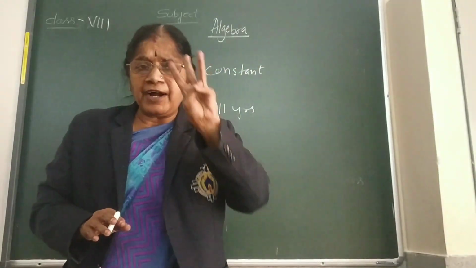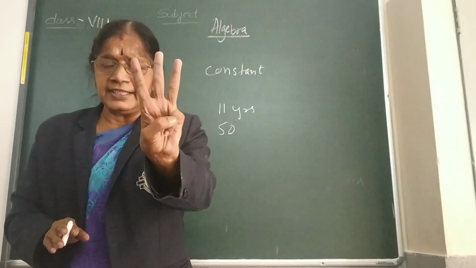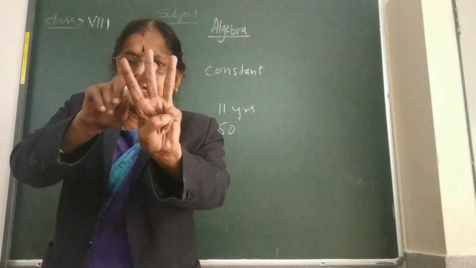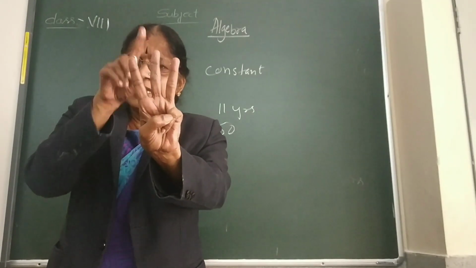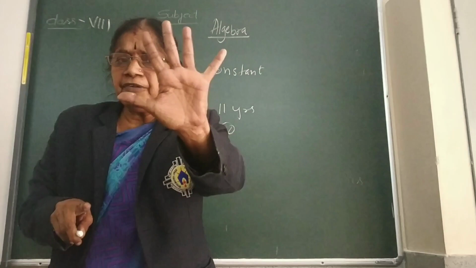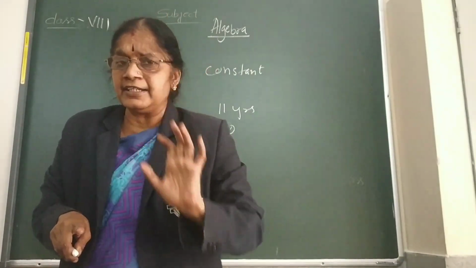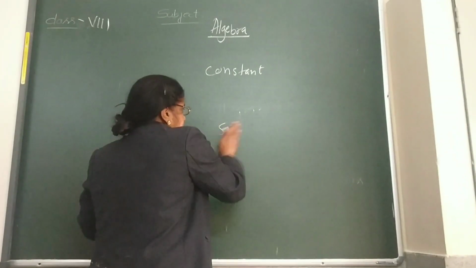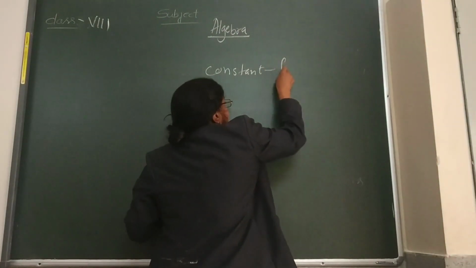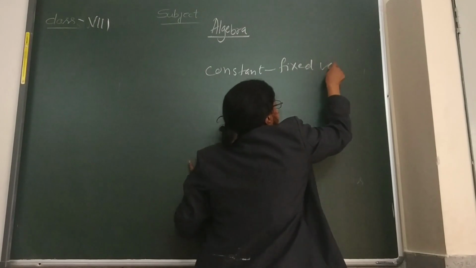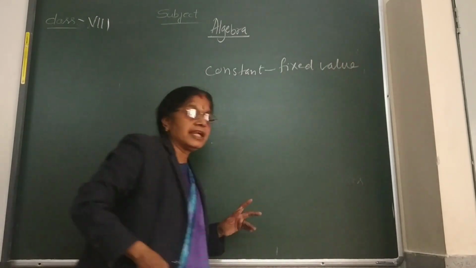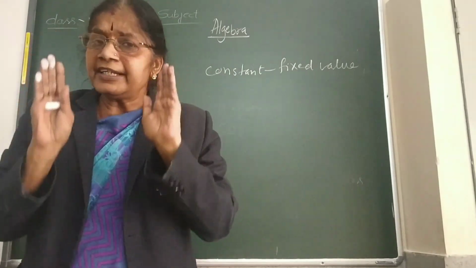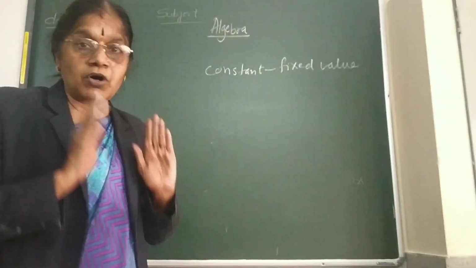For example, if I hold my fingers like this, can you tell me how many fingers I am holding? 3 you will say. 1, 2, 3. So 3 fingers are there. Now how many fingers are there? 5 fingers. Why are you able to say? Because it has a fixed value. So a quantity having a fixed value is called a constant.